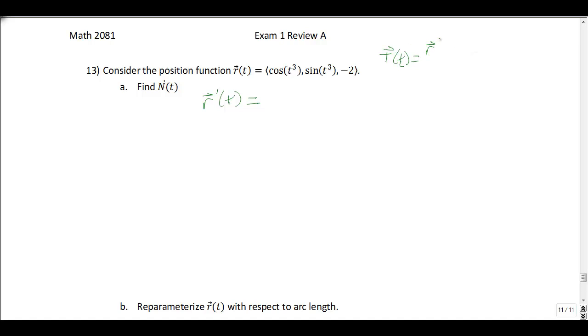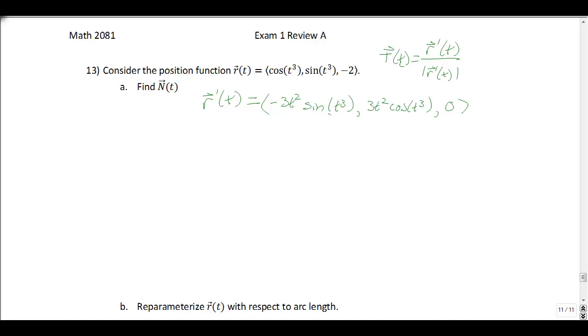divided by the magnitude of r prime of t. So it's a unit vector in the direction of the velocity, which is r prime of t. So r prime of t here, I have to do a chain rule. And you get a negative 3t squared sine t cubed. So I would get a negative sine t cubed, and then the 3t squared is the derivative of t cubed. Derivative of sine is cosine, but the derivative inside is 3t squared. So I get cosine t cubed, and then I get a 0 in that third component.